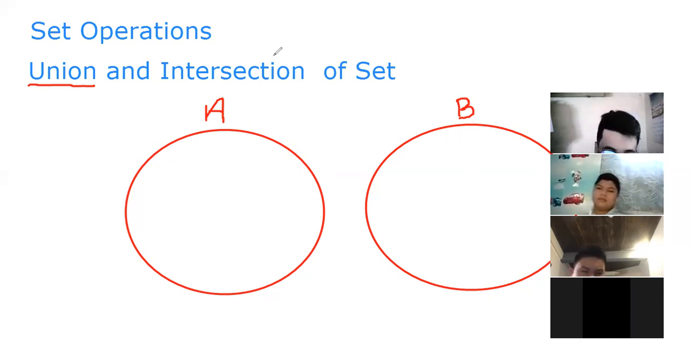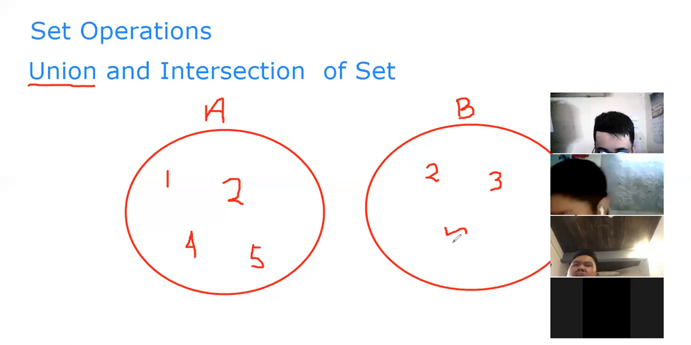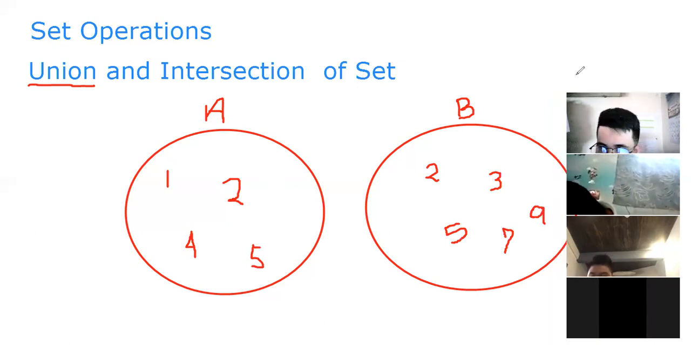Now, we have the set A. In the set A, we have 1, 2, 4 and 5. Diba? And the set B naman, we also have 2, 3, 5, 7, and 9. Now, in these two sets, we have 1, 2, 4, 5 in the set A, and we have 2, 3, 5, 9, 7 in the set B.